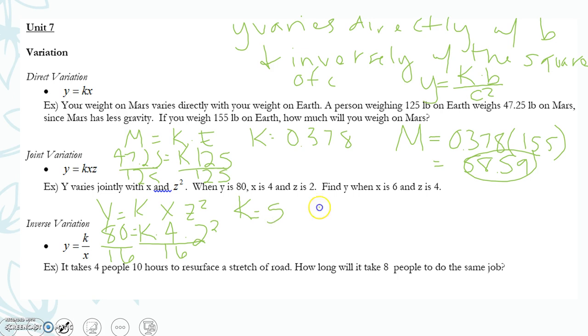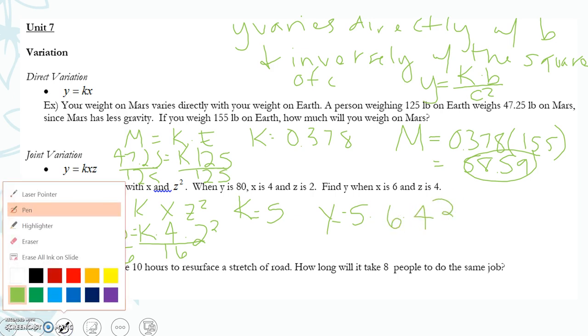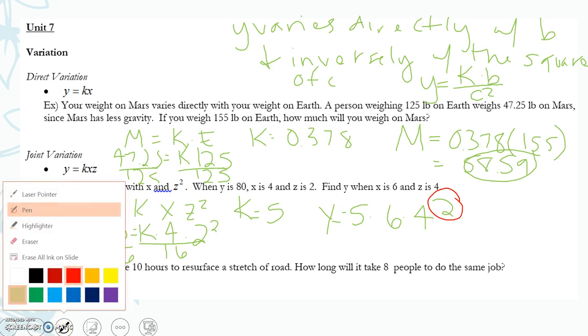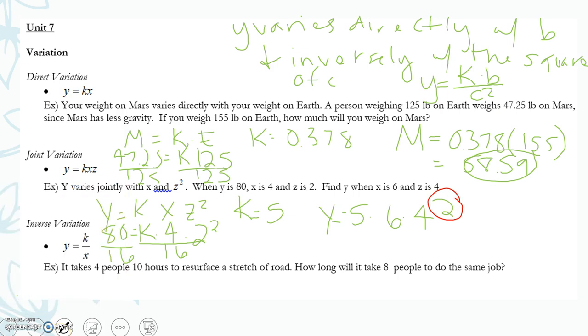So then it says find y, so y equals, my k is 5, it says x is 6, and z is 4. You have to remember to square that 4. That is a huge mistake that lots of people make, so if you need to highlight it or star it, then you should do so. So then I plug that right in my calculator and I get 480.